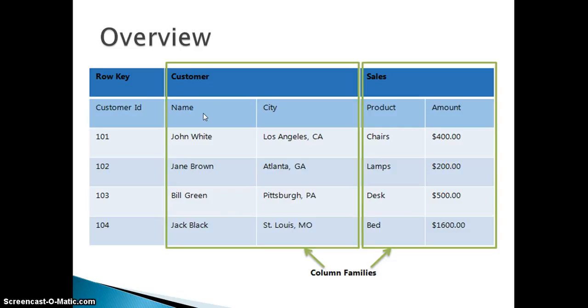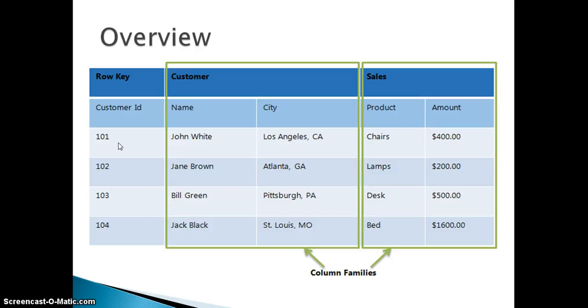What is a cell in HBase? Cell is nothing but where your data is typically stored. See here, this is a cell. The data stored here is nothing but your cell. Cell is something which actually stores its value. It usually has a unique combination of row key. If you could see here, John White has a unique combination of row key, which is nothing but 101. So these are the different terminologies that we use in HBase.